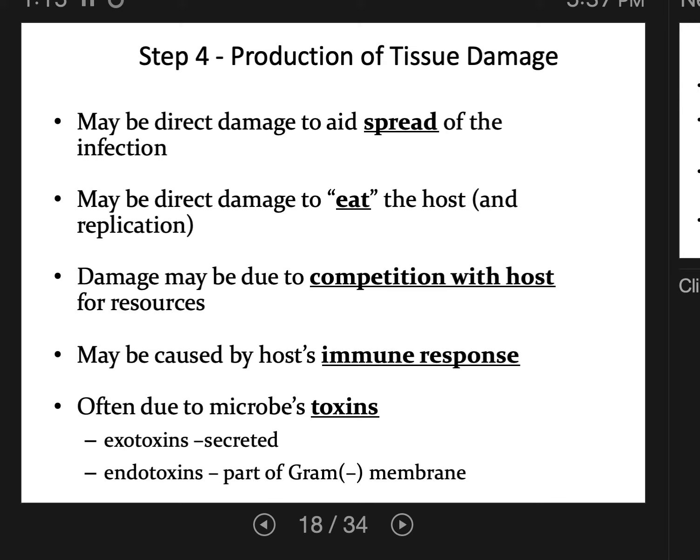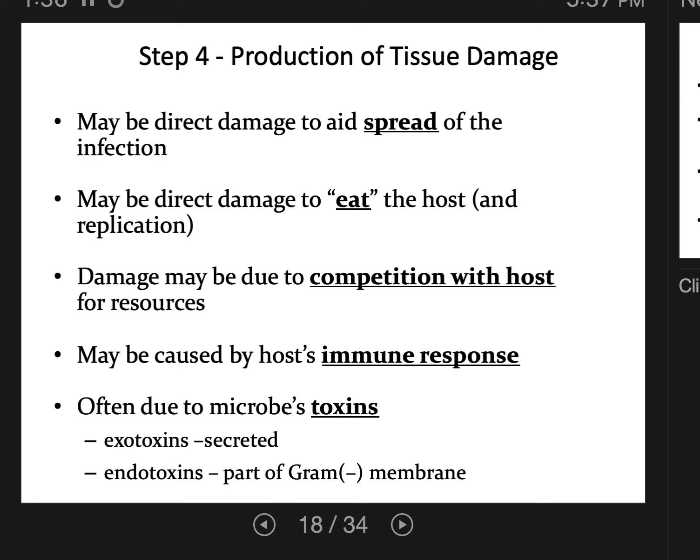And usually tissue damage is caused by toxins produced by the microbe. There's two different kinds of toxins. There's exotoxins and endotoxins. So exo means outside. So exotoxins are secreted out into the external environment of the bacteria. So the bacteria excretes an exotoxin into your bloodstream or into your body fluids.